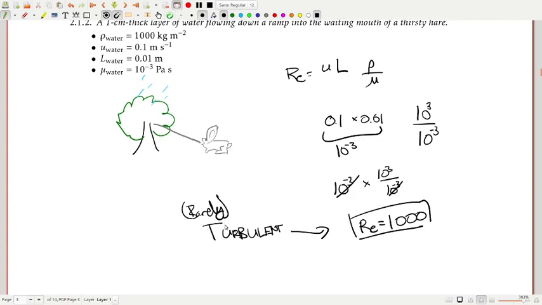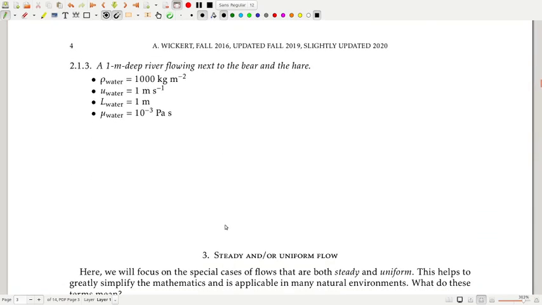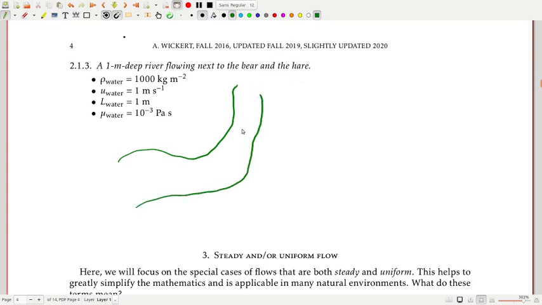So let's move to something like a 1 meter deep river flowing next to the bear and the hare. Oh no, I added those two again. All right, here. We're just going to do this in map view. And I'm going to draw some grassy banks of the river. And we're going to have a nice little point bar on the inside of this bend here, filled with gravels and sands maybe.